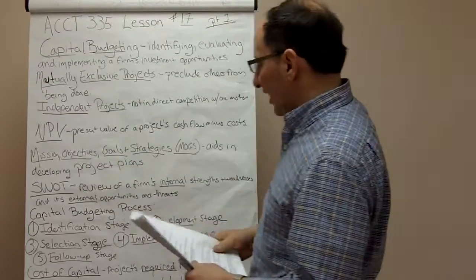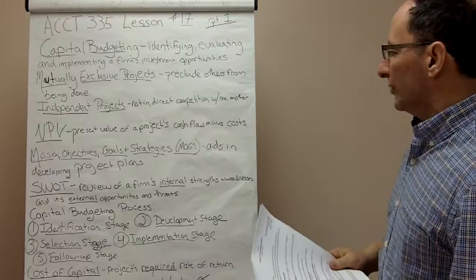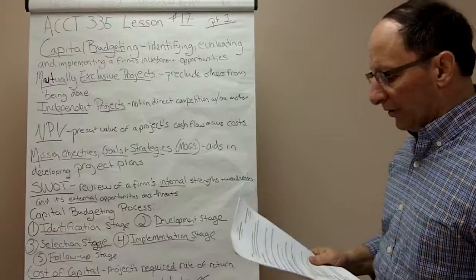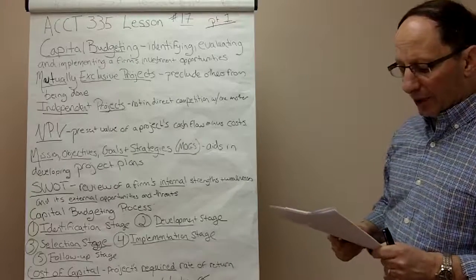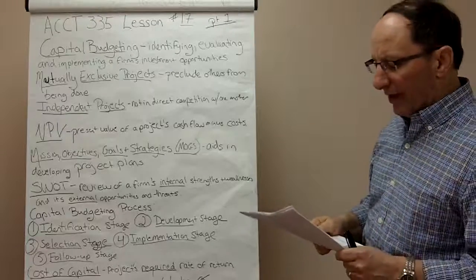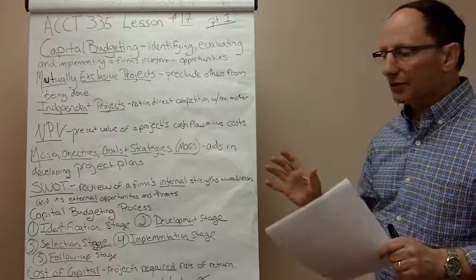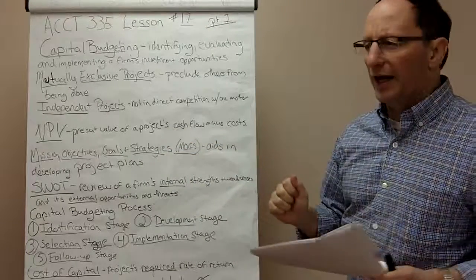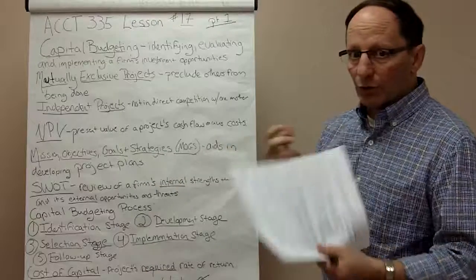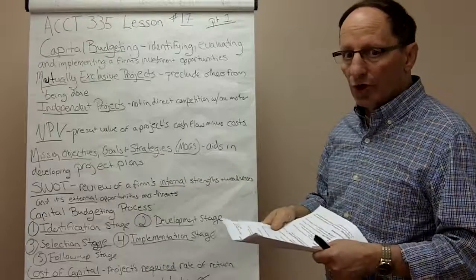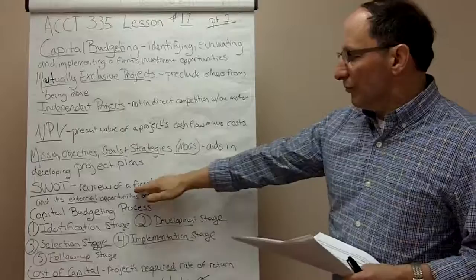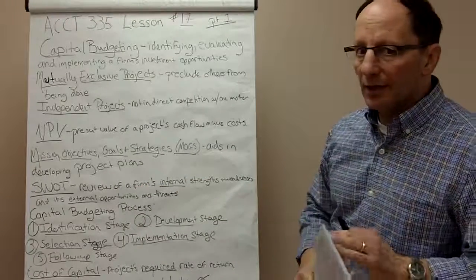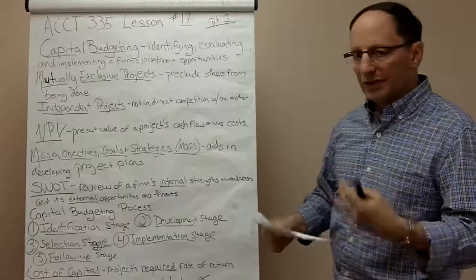Now, mission, objectives, goals and strategy, MOOGs we call it, is a corporate planning tool that helps us in developing project plans that we think are going to fit well with the firm's objectives. So we look at which projects we're going to take on. We try to determine what their cash inflows will be, and what the initial cost will be as well. We've probably heard of SWOT analysis before: strengths, weaknesses, opportunities, and threats. I'm not going to get into that too much. That's more of a business administration topic.